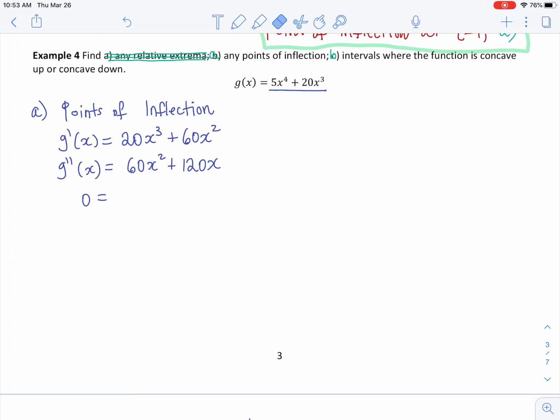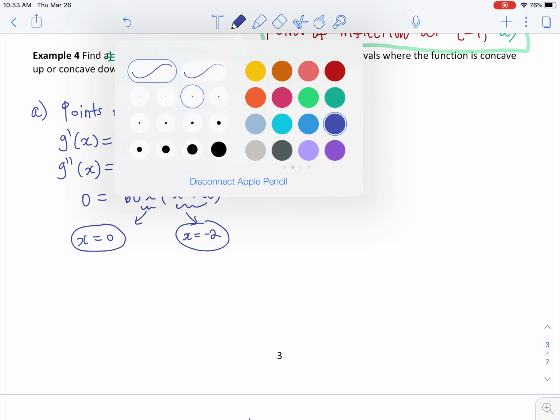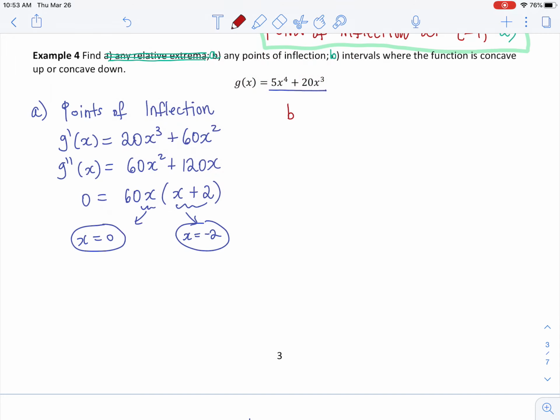While I'm here, let me go ahead and factor out the greatest common factor. They're both divisible by 60x, and I'm left with 60x times (x plus 2). So I got 2 points: x equals 0, or x equals -2. Can I call these 2 points of inflection yet? Not yet, until you check the concavity to the left and right of these 2 points. So I'm going to move on without calling any of these points of inflection yet.